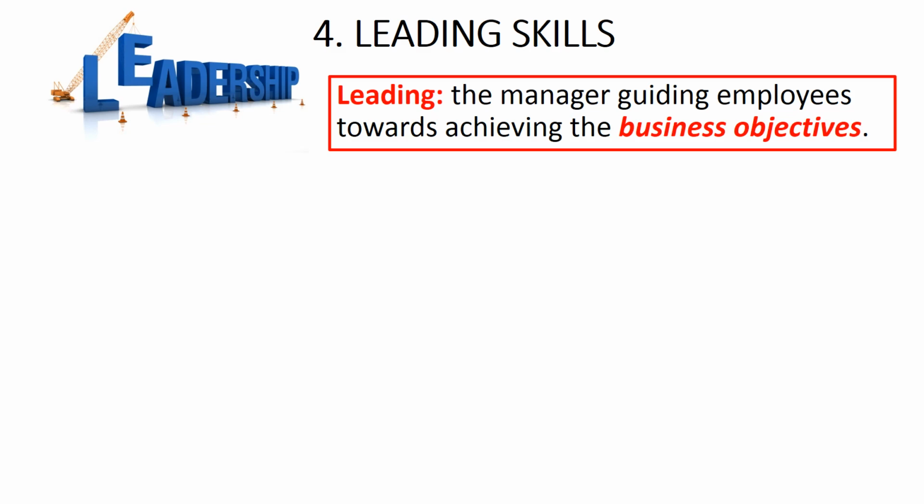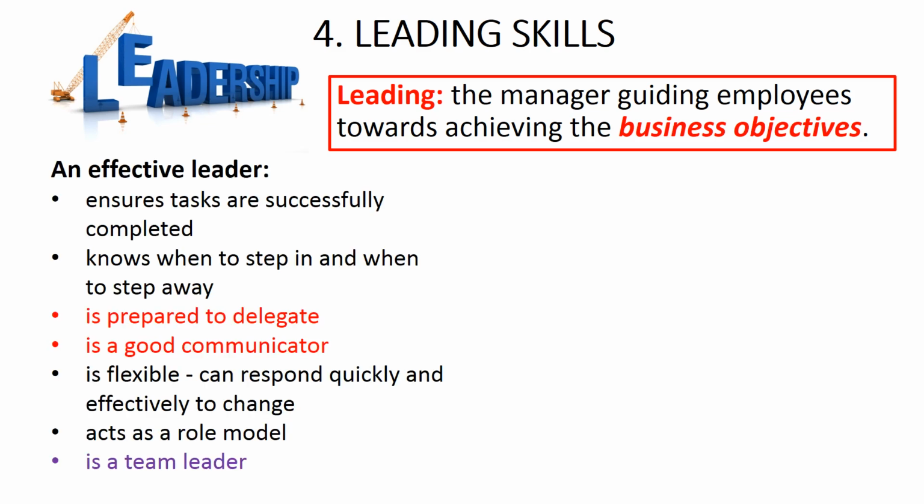I've set out on this slide some of the characteristics that a manager needs to have to be an effective leader. First, an effective leader ensures that tasks are successfully completed. And certainly one of the key functions of a manager is to make sure that the job is done. Secondly, an effective leader knows when to step in and when to step away. This means that a manager needs to know when they should intervene in a situation and make decisions, and when it's better to leave decision-making up to their employees.